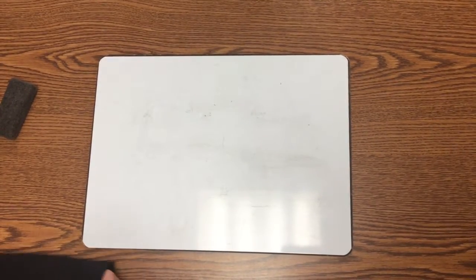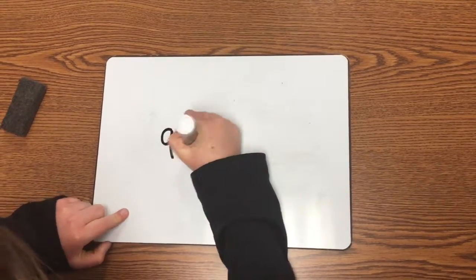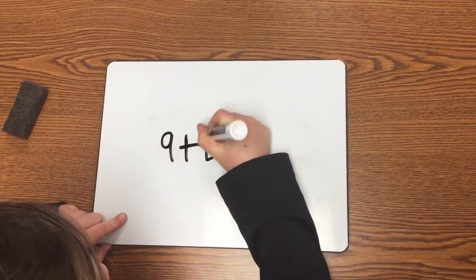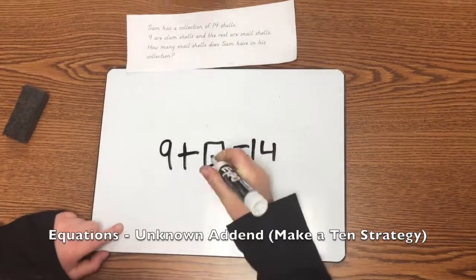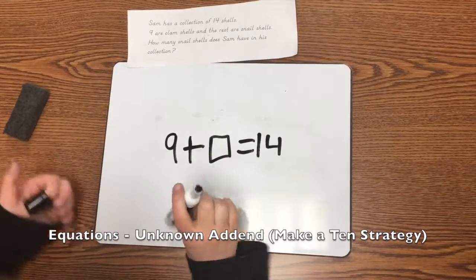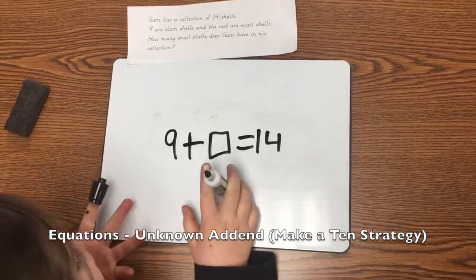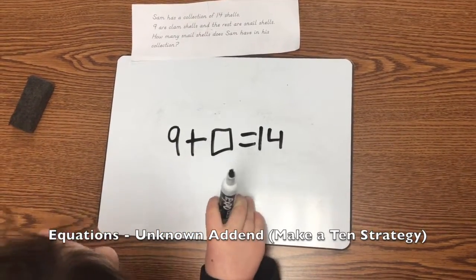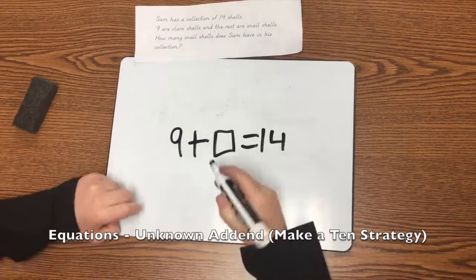Sam has a collection of 14 shells. 9 are clam shells and the rest are snail shells. How many snail shells does Sam have? Can you explain how you got this equation? Well, I know that there are 9 clam shells, but I don't know how many snail shells there are, and I know there are 14 in all. Okay.